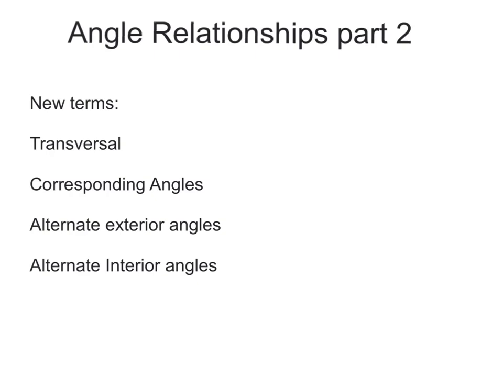Okay guys, we're going to go into part 2 of our angle relationships. So some new terms we're going to talk about are transversal, corresponding angles, alternate exterior angles, and alternate interior angles. We're going to talk about what those 4 things mean and how we use them.